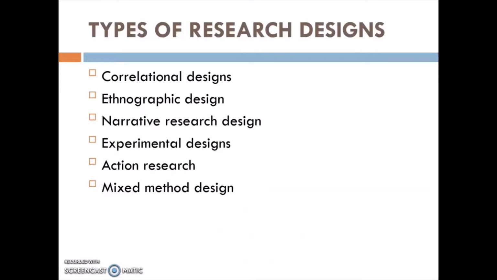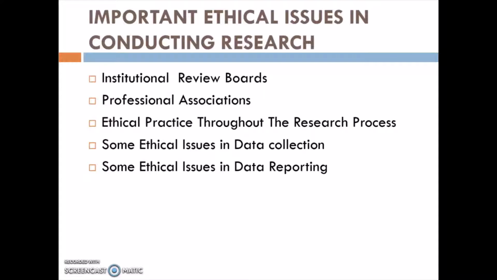Let's move to the important ethical issues that need to be considered. So in conducting research, there are several important issues here. The first is that you have to obtain permission from review boards or professional associations before you are able to conduct the research. And there are some ethical issues that you have to consider during the research process. Let's say considering the identity, the safety, or the confidentiality of the data and the sample, or let's say the participants here.